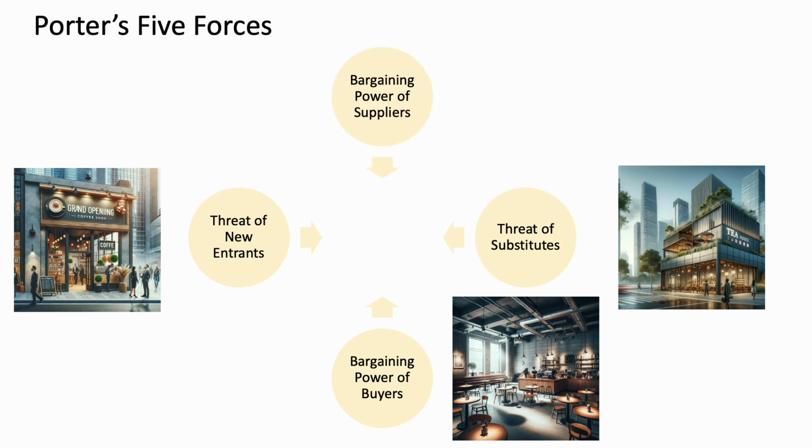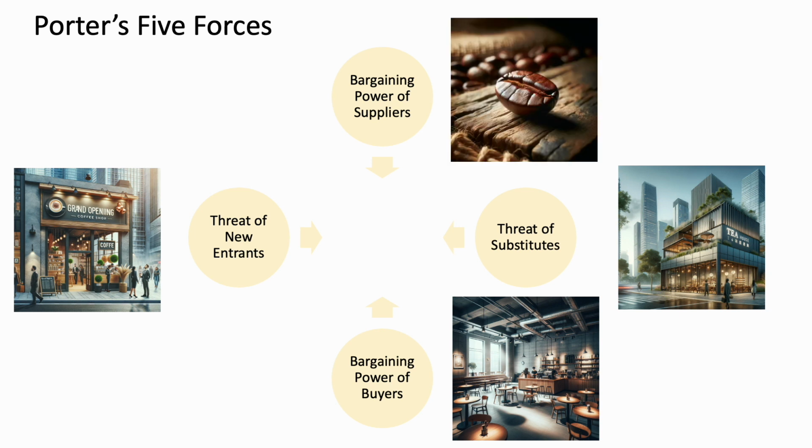Bargaining power of suppliers. Coffee shops rely on suppliers for coffee beans, milk, and other essentials. If there are few suppliers or if unique ingredients are needed, suppliers have more power. For instance, a supplier of rare Ethiopian coffee beans might charge premium prices.